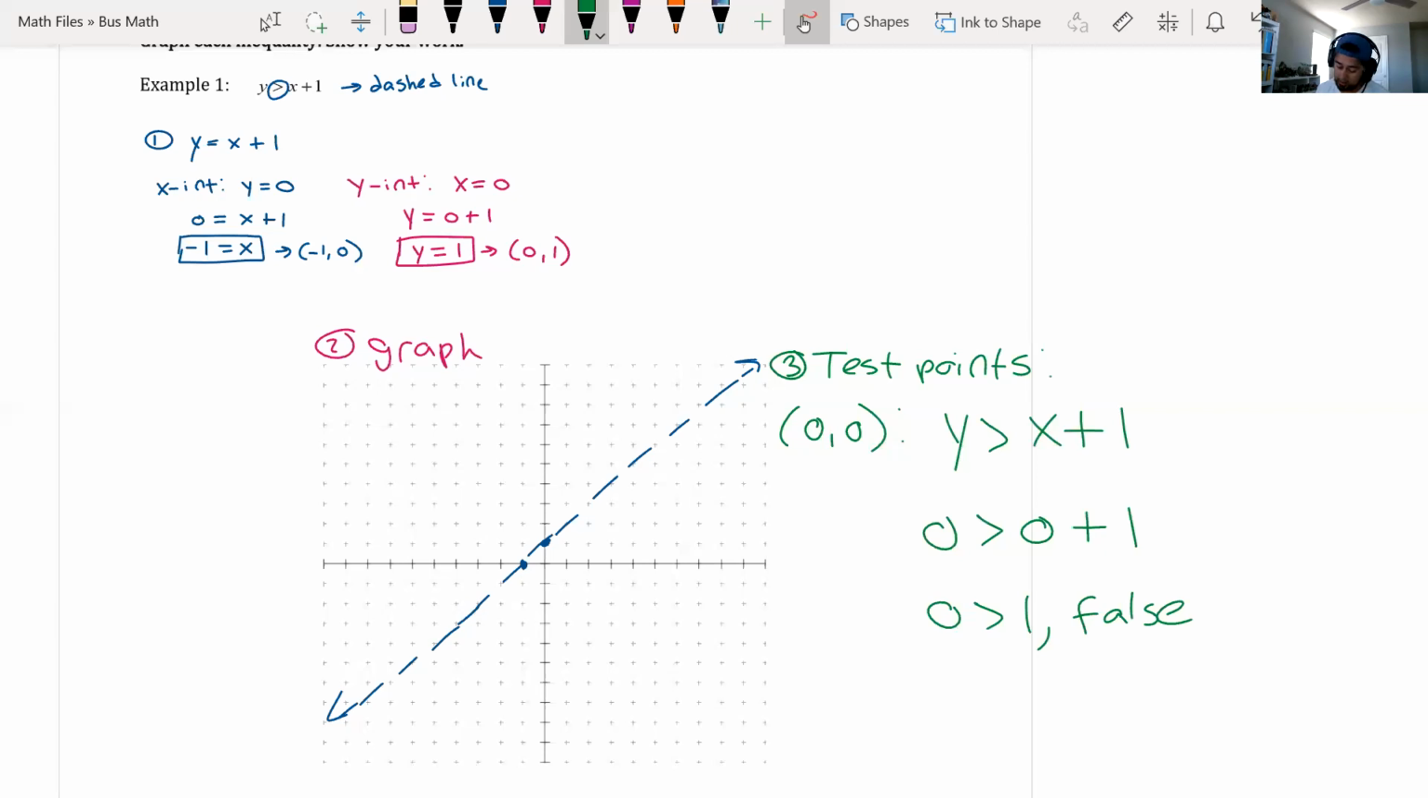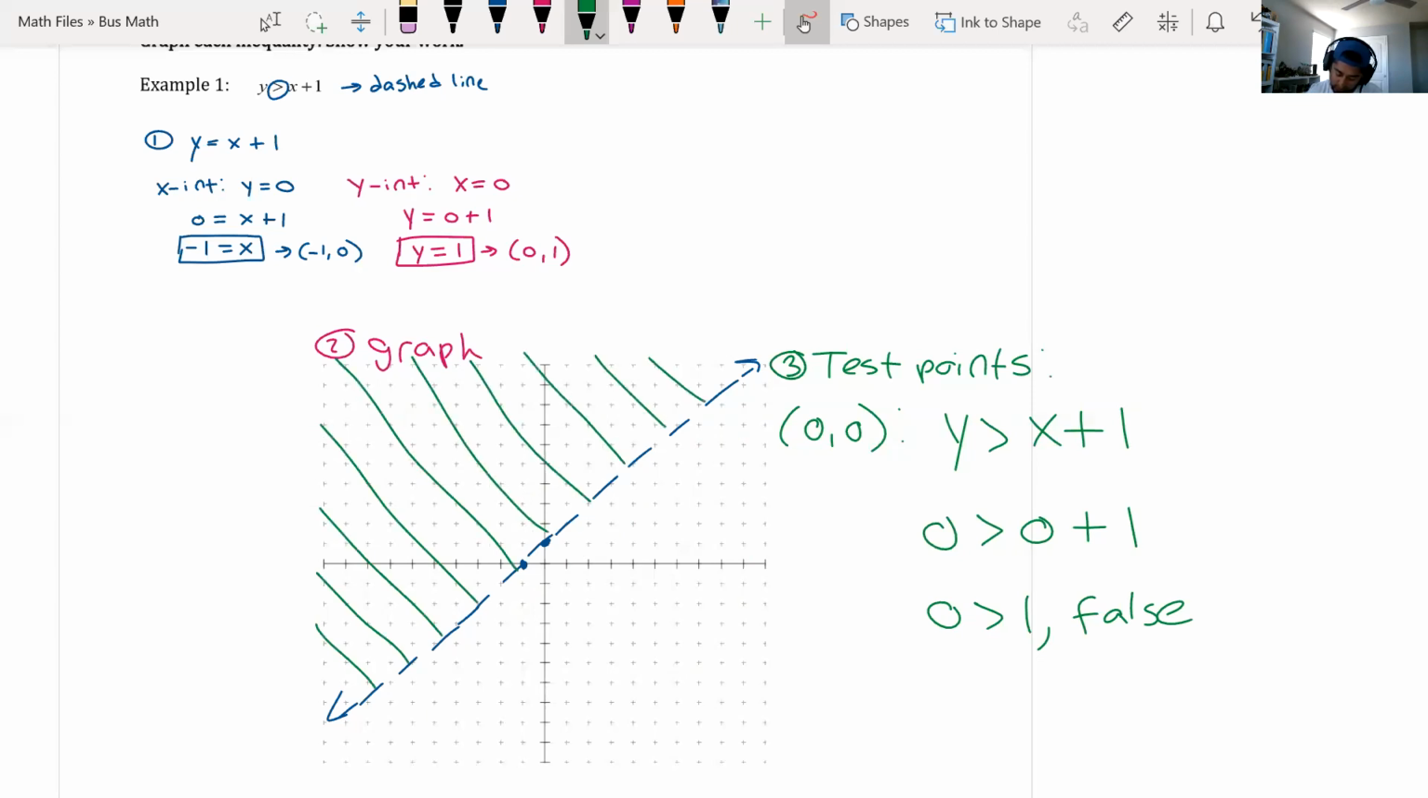So this means that whatever point we pick below this line will also be false, which means that we will shade on the opposite side. Since all these points will be false, if we pick any of the points above, they will be true, which means all we have to do is shade up. That's it. That's what we're doing today.